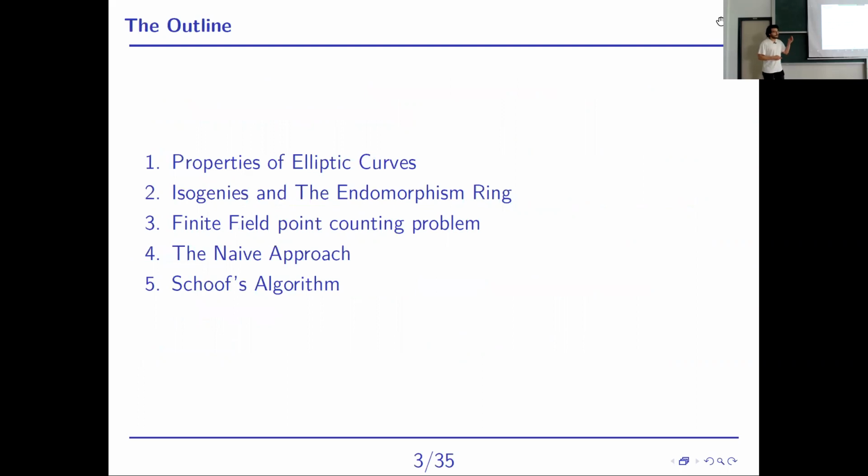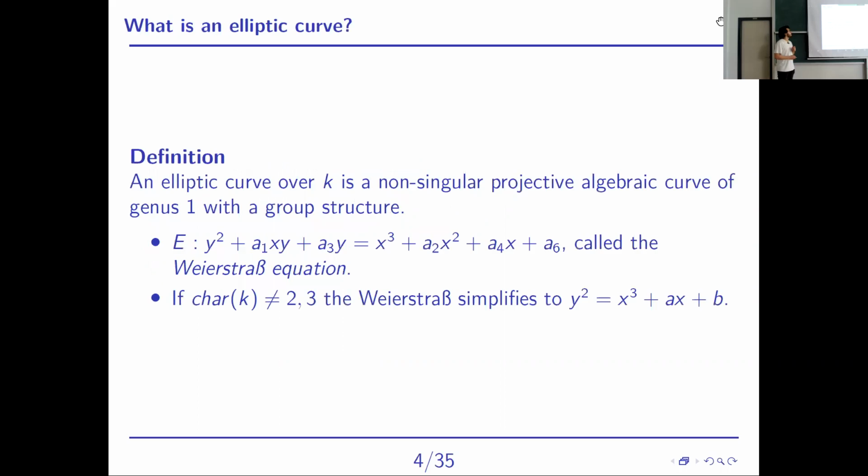This is my outline. I will again define elliptic curves and give their basic properties. I will talk about isogenies and the endomorphism ring of an elliptic curve. I'll introduce the counting of finite field points of an elliptic curve. I will give you the naive approach to solving this problem, which was used before Schoof's algorithm. Then I'll give a brief summary of Schoof's algorithm.